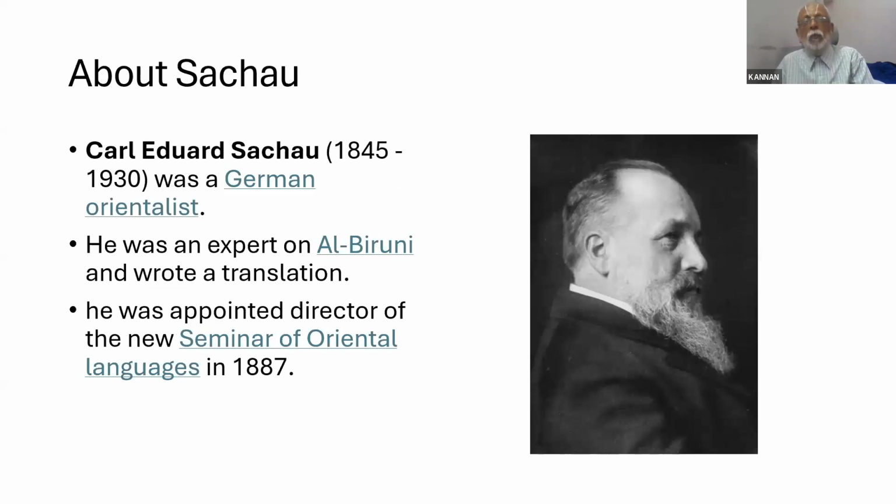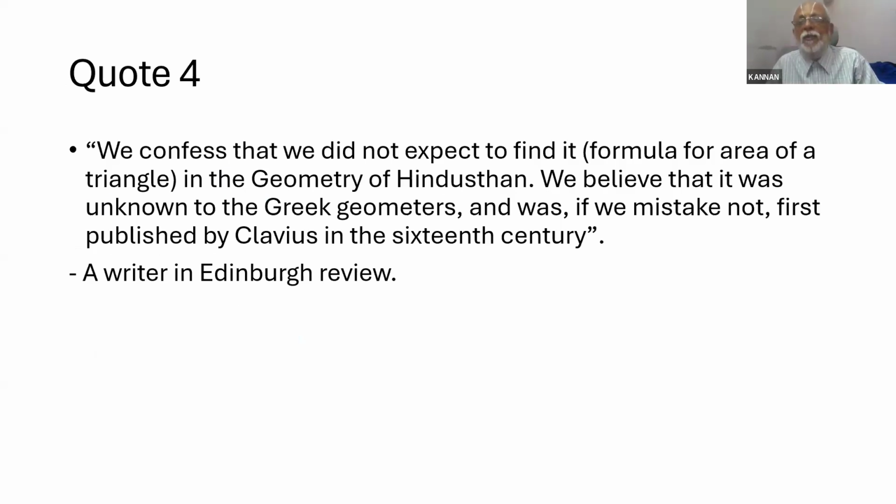About Sachau, from whose book we quoted just now. He was a German Orientalist. He lived between 1845 and 1930. He was specializing on this single author, Al-Biruni. He wrote a translation of his book. That much is enough about him. Now I pass on to the next quote.